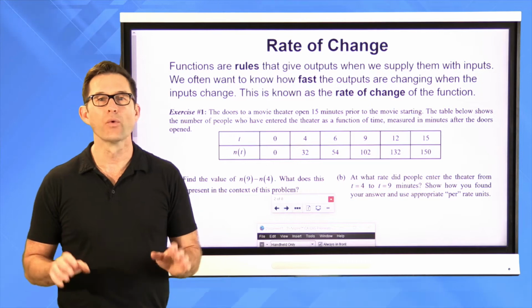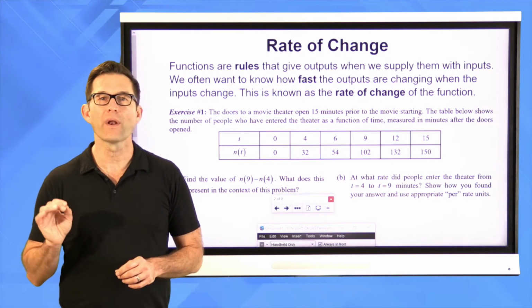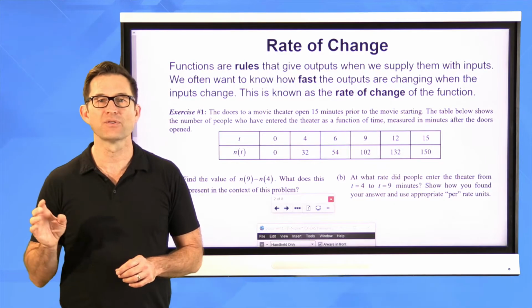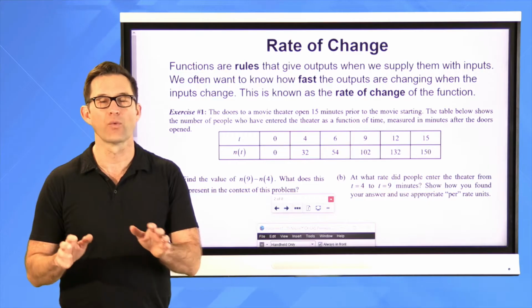Functions, as we know, are rules that give outputs when we supply them with inputs. We often, though, want to know how fast the outputs are changing when the inputs change. And this is what's known as rate of change.